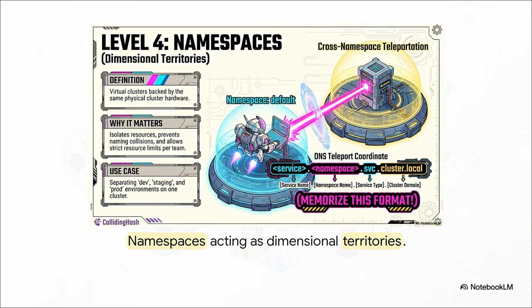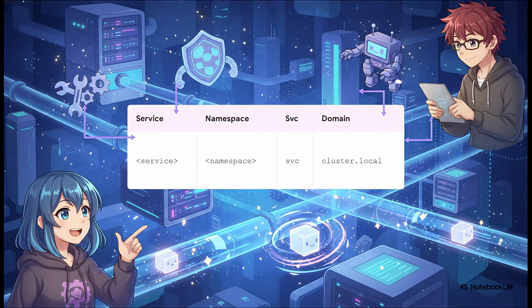But there's a catch for cross-namespace communication. It requires a very specific DNS teleport coordinate format, and you absolutely must know this. Let's drill down into that cross-namespace communication DNS string so it sticks in your memory permanently. It follows a very strict 4-part syntax: service name dot namespace name dot svc dot cluster.local. So, for example, if you have a database service named DB sitting in the staging namespace, other pods reach it via db.staging.svc.cluster.local. This is the precise teleport coordinate that bridges the dimensional gaps between your virtual territories.